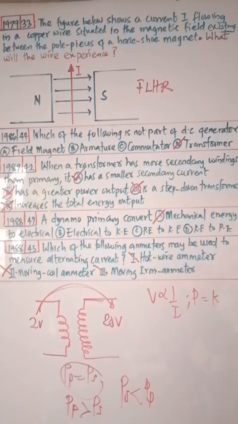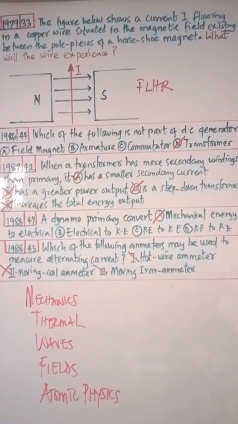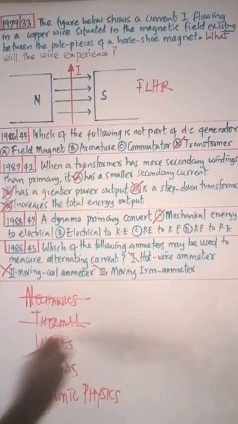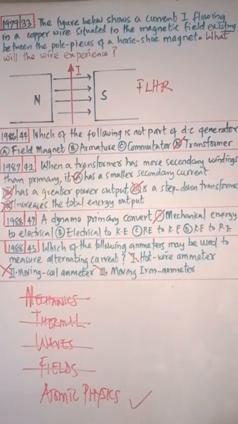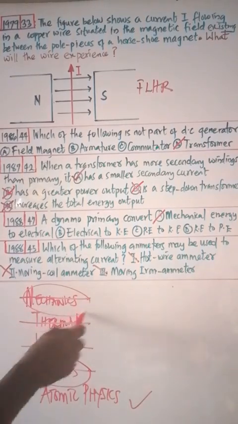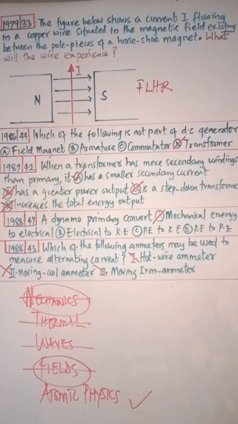And with this, we've come to the end of fields in general. Okay, now we are done with mechanics, we are done with thermal, we are done with wave, we are done with field. So expect atomic physics. This field takes our time. The widest part of physics is mechanics, more than 40%, almost 50% of physics. While this field is taking almost 20% or more.